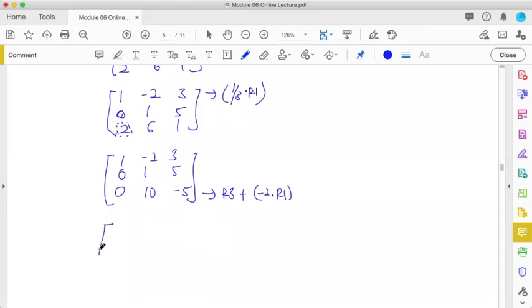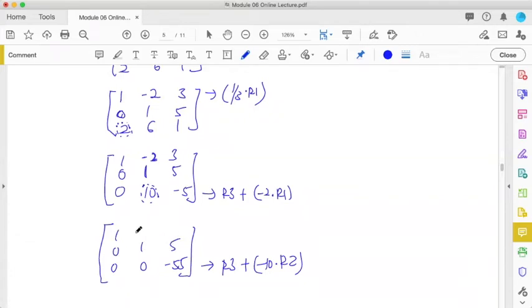Okay, so next we move to the next coefficient. Negative 2 is fine, 1 is fine, but 10 we need to change to become 0. So to do that, we take row 3 plus row 2, but we need to multiply row 2 by negative 10. So that will give us these coefficients. And for the row 2, just write it back, and row 1, just write it back.